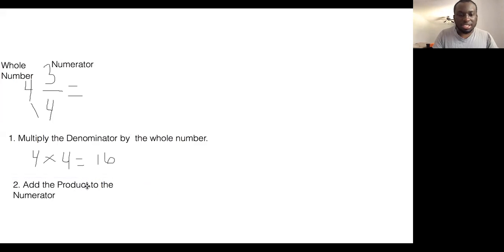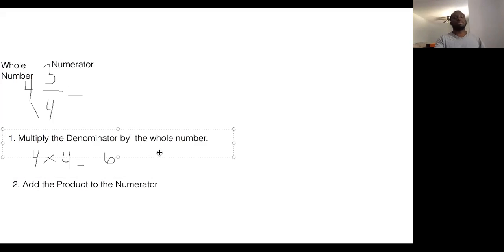Now, some of you are going to say, what's the product? The product is the answer to the multiplication problem. So I'm going to add my answer that I got from step 1. I'm going to add those together. So I'm going to add 16 plus my numerator, which is 3. And 16 plus 3 equals 19.